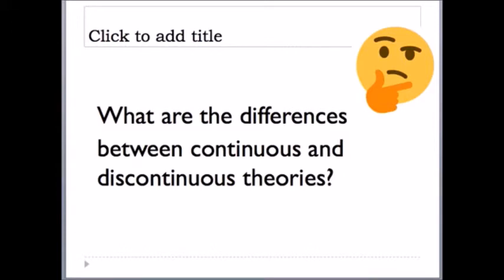Here is the next question for you to write down for your check for understanding activity. So on your Word document, right underneath the other two paragraphs that you've previously written, answer the question, what are the differences between continuous and discontinuous theories? And from your reading, you should be able to answer this. All right, now that you have written down your paragraph describing the differences between continuous and discontinuous theories, you can go ahead and minimize your Word document and continue listening to the lecture.